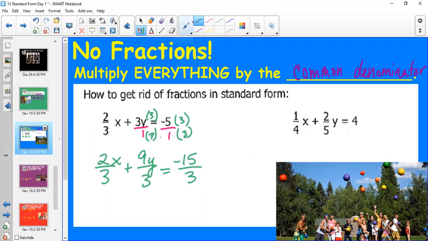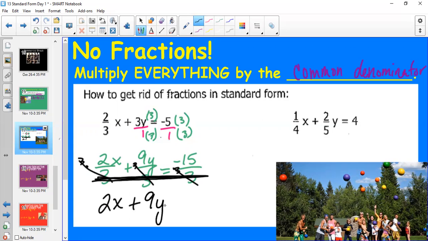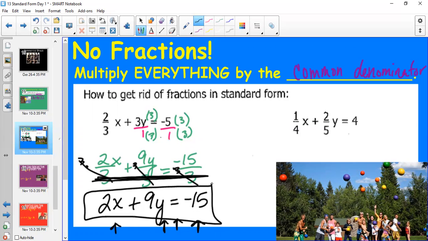Now that they have common denominators, here's the easy part: cancel out all the 3's. I think we did this earlier in the year. The reason they cancel out is that technically I'm multiplying everything by 3, which cancels that denominator. That's why it works. So that gives us an answer of 2x plus 9y equals negative 15. Notice the x term comes first, then the y term, then the equals, and then our constant. This is our final answer in standard form.